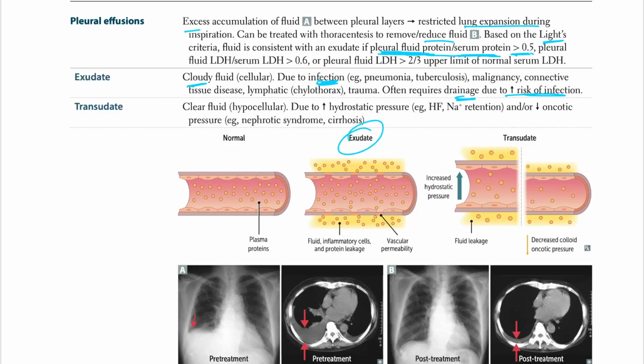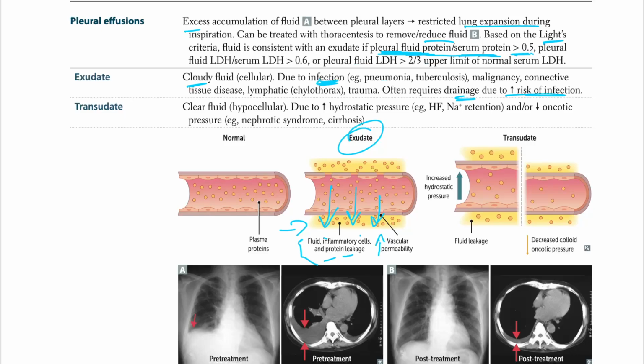So if you look in this picture in exudate, what do we see? We're seeing an increase in vascular permeability, which causes all of this fluid, the inflammatory cells, the protein to leak out between the pleural layers, causing pleural effusion, right? So increased vascular permeability causes all of these things to come out of that vessel, causing pleural effusion. And see, this looks cloudy, not clear, right?